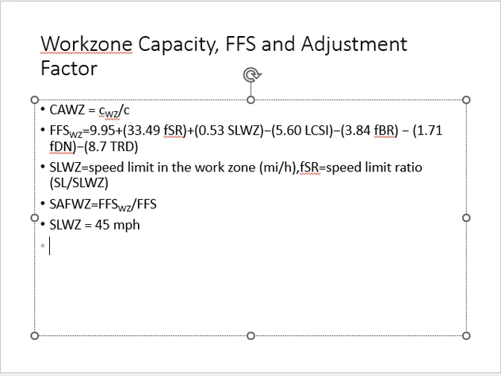Okay. Then I need to calculate FSR, which is the normal speed limit over the work zone speed limit. Okay, both are given. This one is 45 and this one is 70. So how much is it? 1.5. Okay, TRD is also given. How much is it? Total ramp density, how much?